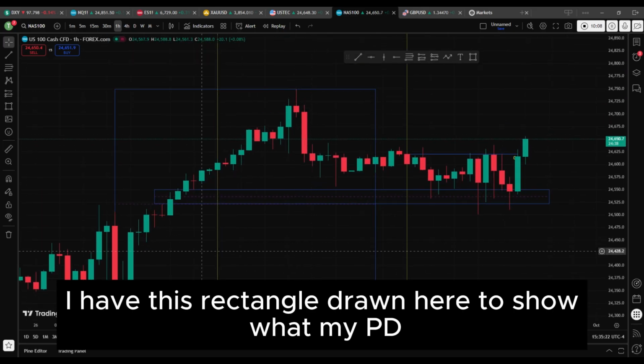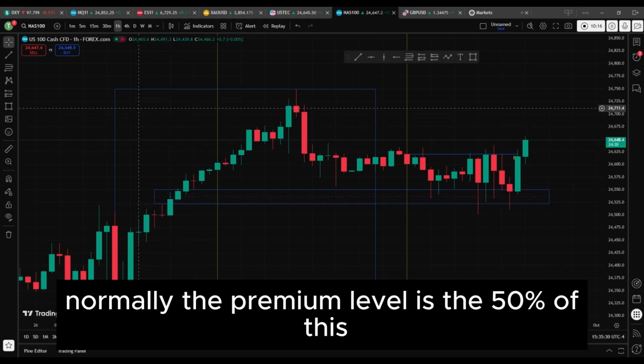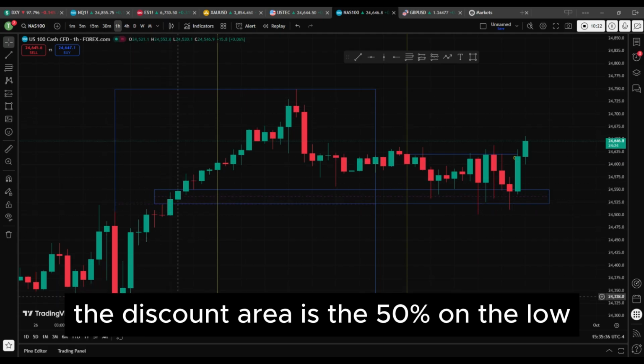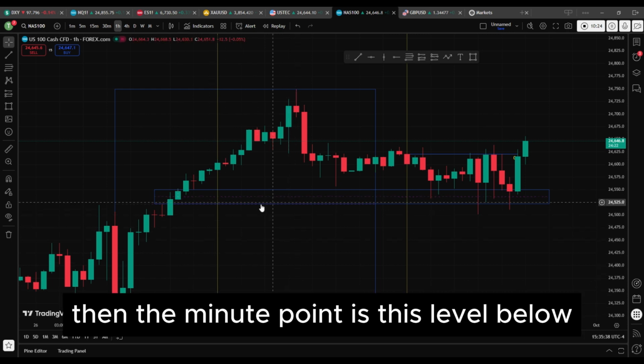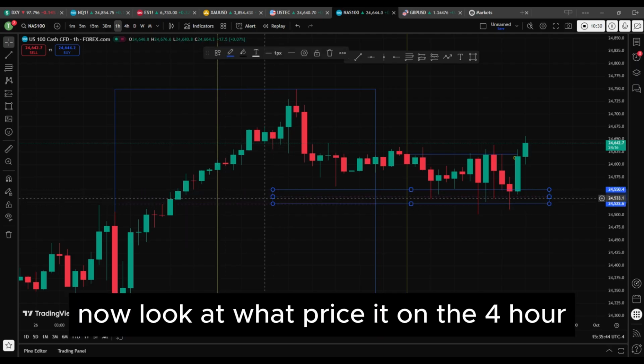I had this rectangle drawn here to show my ADR as the premium and discount area. Normally, the premium level is the 50% on the high, and the discount area is the 50% on the low. Then the midpoint is the level in the middle. Now look at what price did.